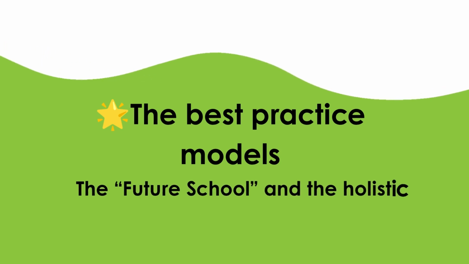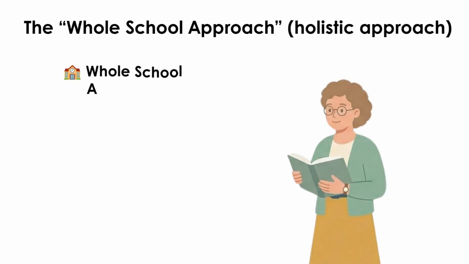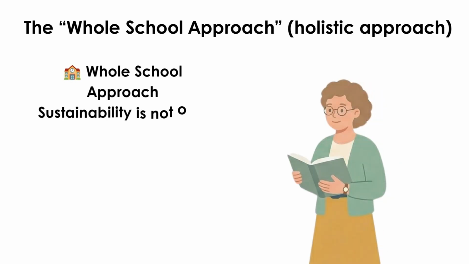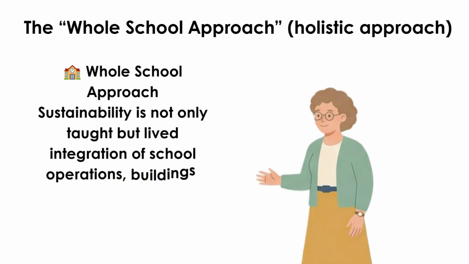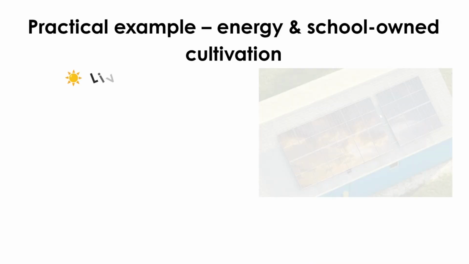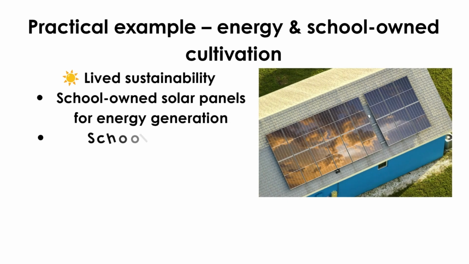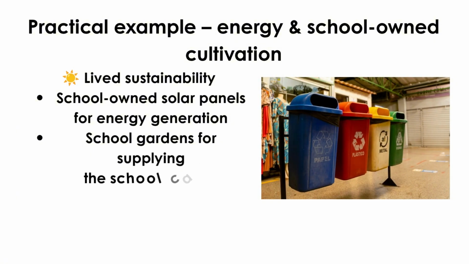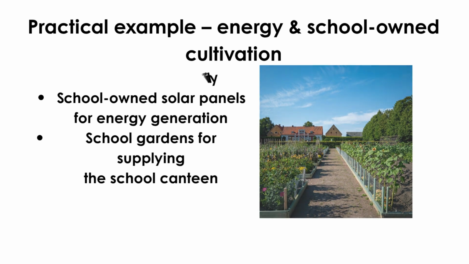A look at innovative best practice models shows the way. The core of modern future schools is the so-called whole school approach. This means sustainability is not just a school subject, but is actively lived throughout the entire school operation and daily routine. In practice, it looks like this. Schools use their own solar panels for green electricity, practice strict waste separation, and grow ingredients in the school garden that are freshly processed directly in the cafeteria.